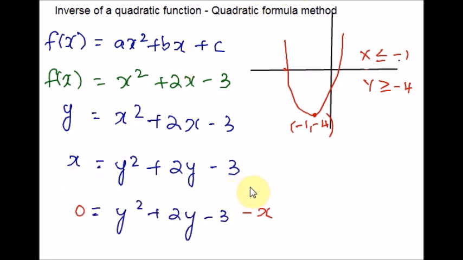Subtract x from both sides and make one side of the equation equal to 0. Here we have set the left side of the equation equal to 0. Recall that to use the quadratic formula, you must set your equation equal to 0 and then use the coefficients in the formula. Am I right?